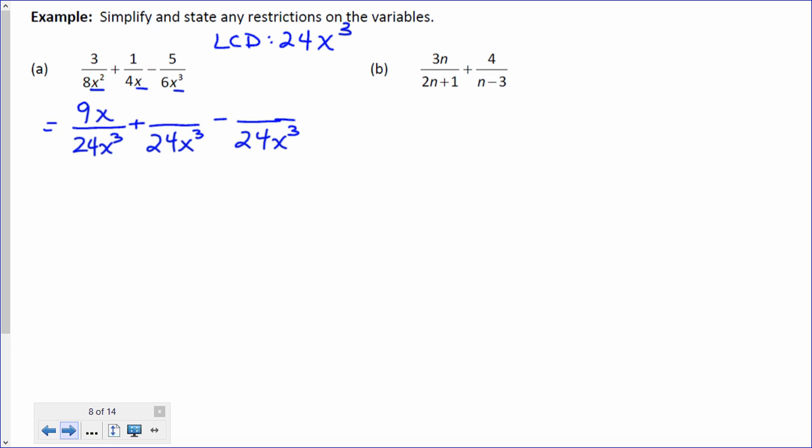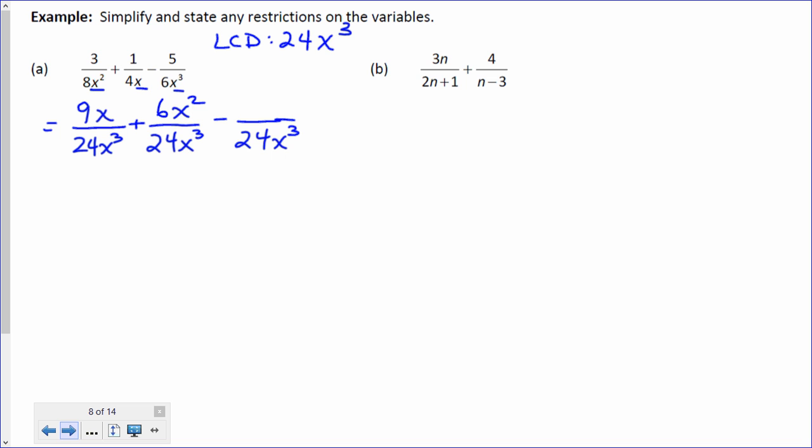4x. Whatever you do to 4x to get 24x cubed, you do the same thing to 1. 4 times what is 24? 6. X times what is x cubed? Good. And now 24x cubed from 6x cubed.